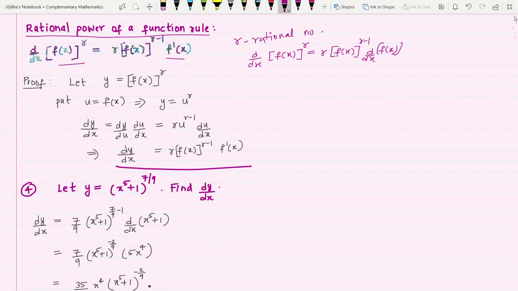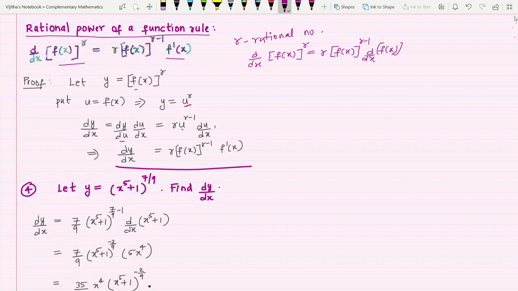So let y equal to f of x whole raised to r. This is a function of x, we can put it as u. So we have y equal to u raised to r. So we can see that y is a function of u and u is a function of x. So we can apply the chain rule. By chain rule we have dy by dx is dy by du into du by dx. What is dy by du? Dy by du means differentiate y with respect to u. So derivative of u raised to r is r u raised to r minus 1. And then we have du by dx.